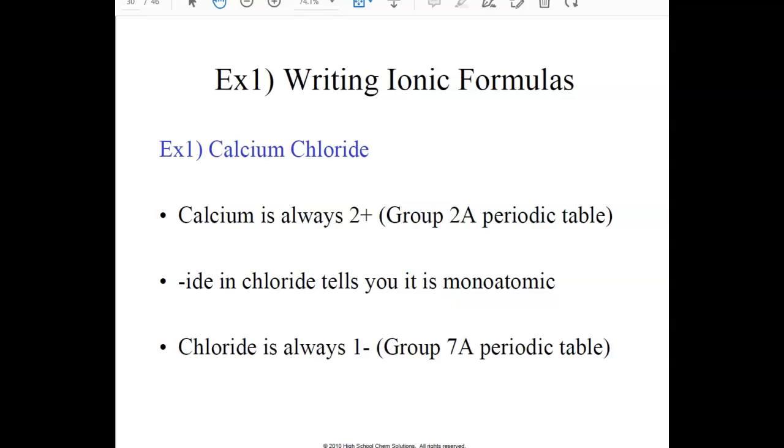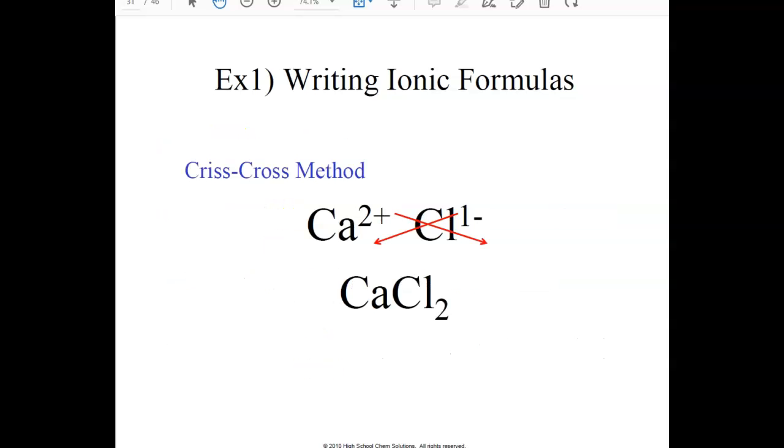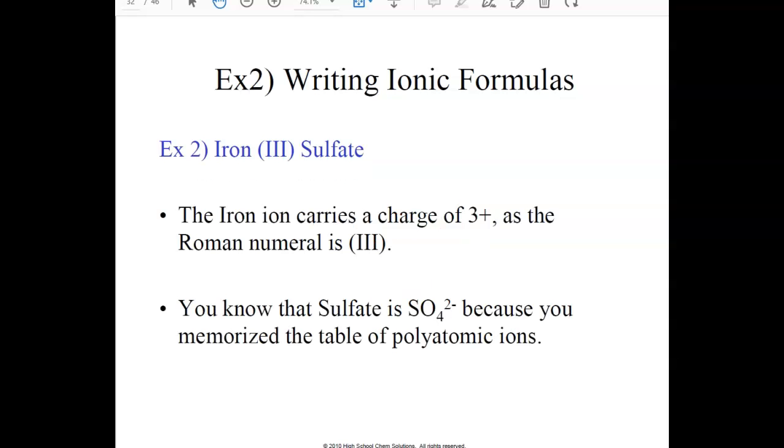The ide in chloride tells you that it comes from chlorine, and chloride is always -1. Again, that comes from the periodic table. And if you didn't see the video on the periodic table, you can go ahead and watch that. And we need 2 chlorides, 2 -1 charges to balance the +2 charge. So we're going to have calcium chloride. So it's pretty straightforward.